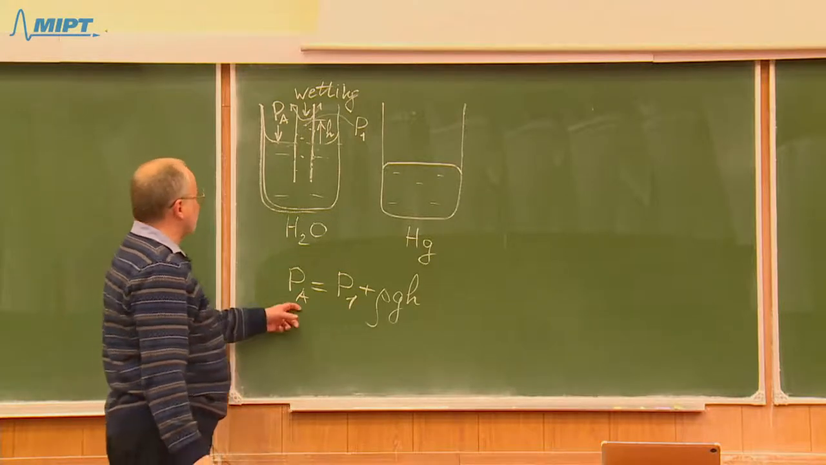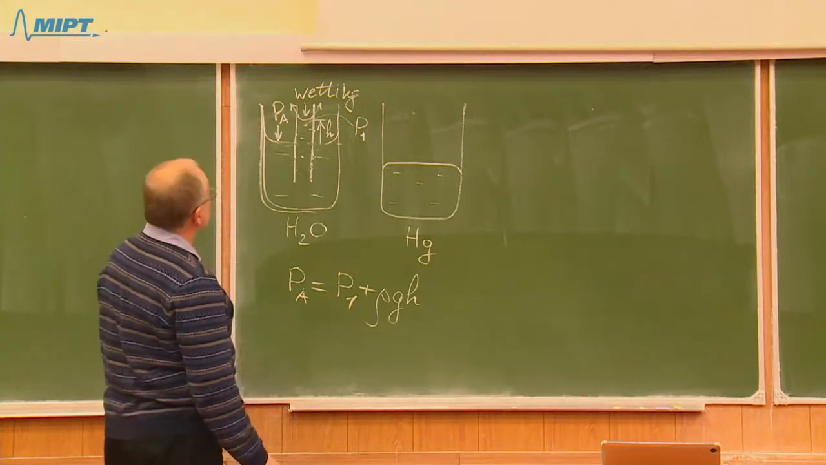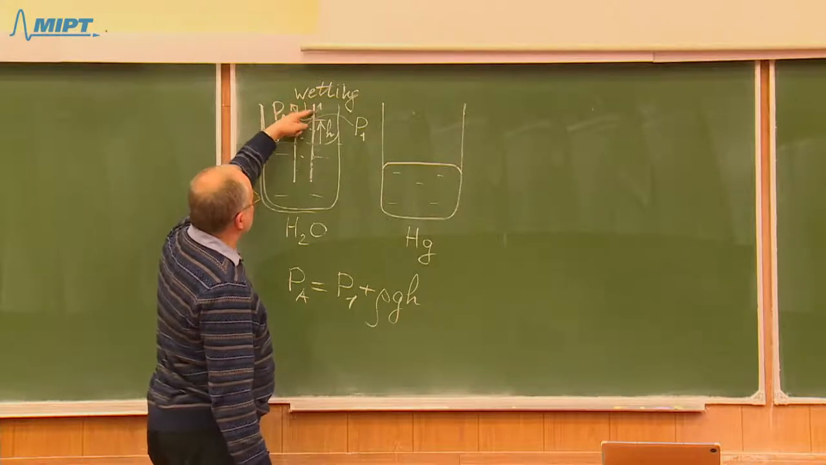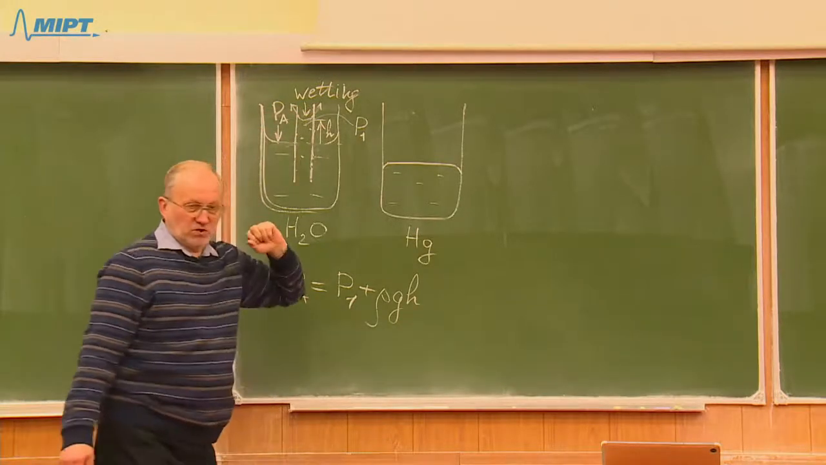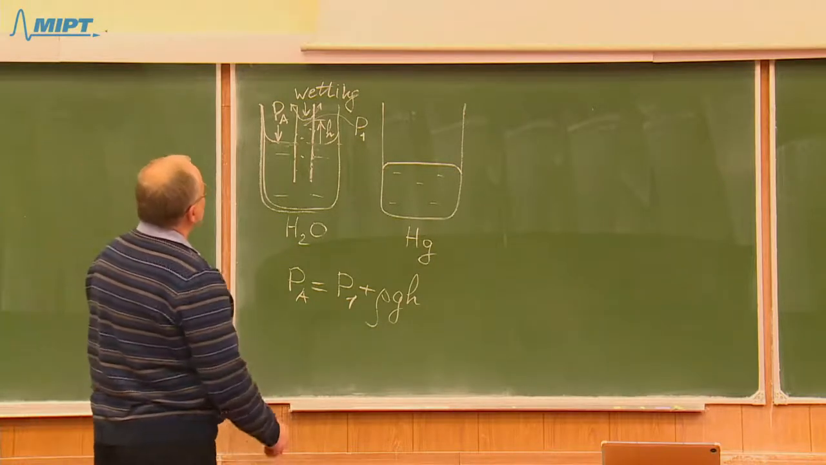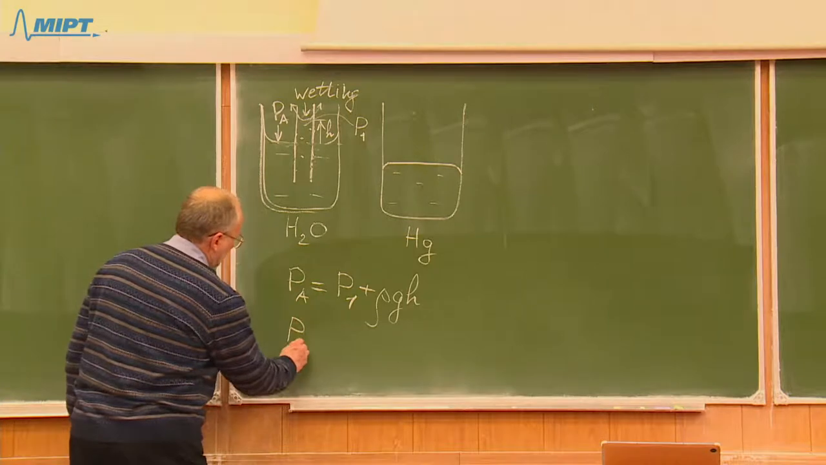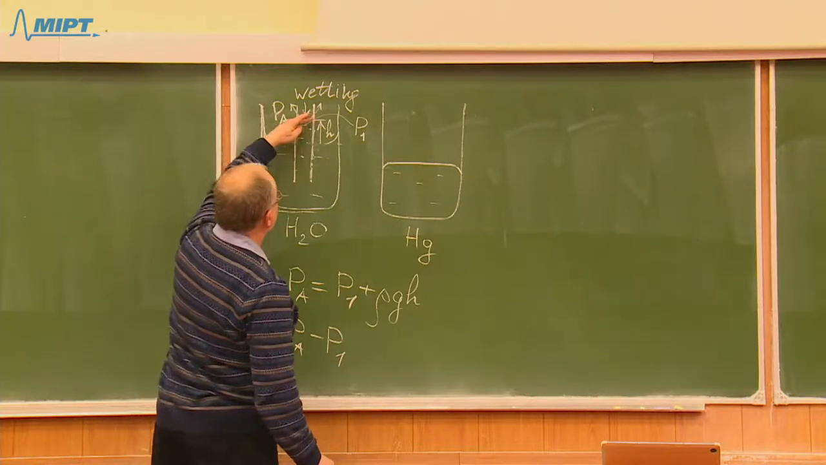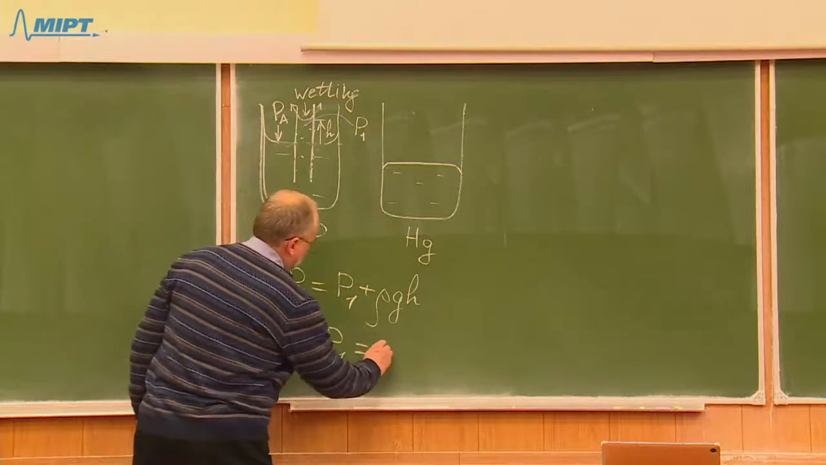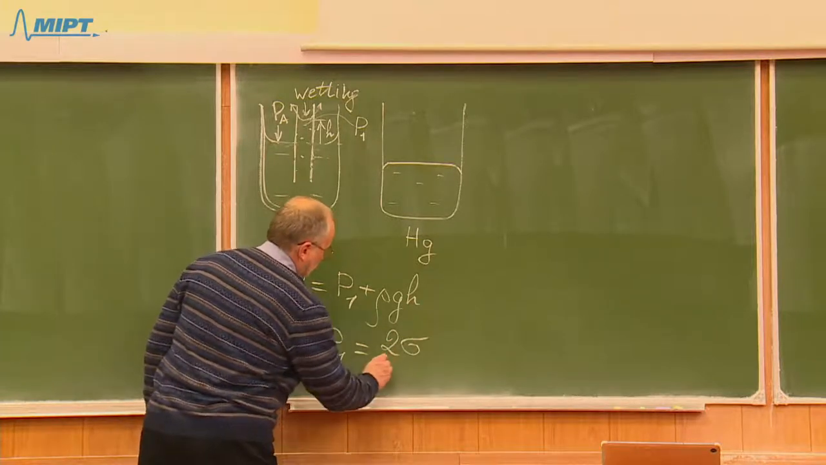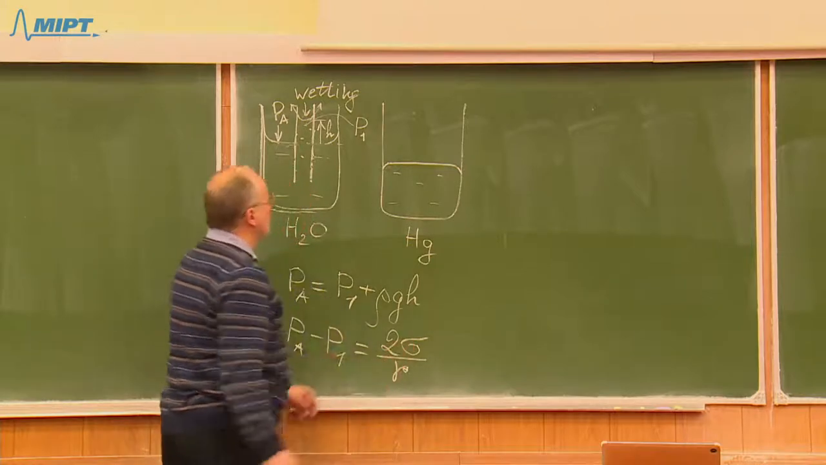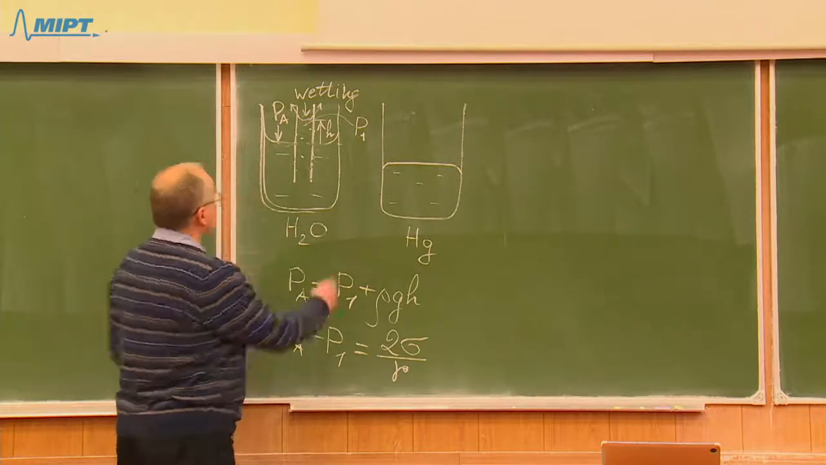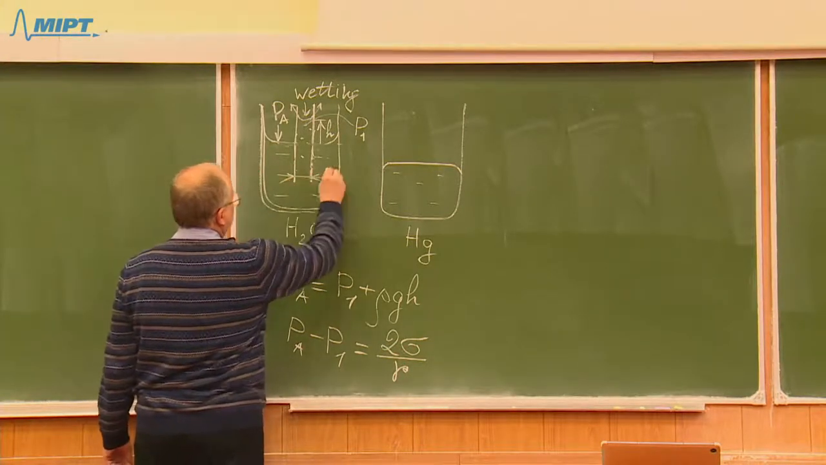So according to this equation, we know the atmospheric pressure, and we know actually the difference between atmospheric pressure and the pressure at point P1, because the difference between pressures near the curved surface was established last time when we obtained a formula. We obtained this formula that the atmospheric pressure above the surface minus the pressure on the other side of the surface will be equal to 2 sigma divided by R, where sigma is the surface tension coefficient, the surface energy or surface tension, and R is the radius of the tube. So this is the diameter of the tube, which is 2R.